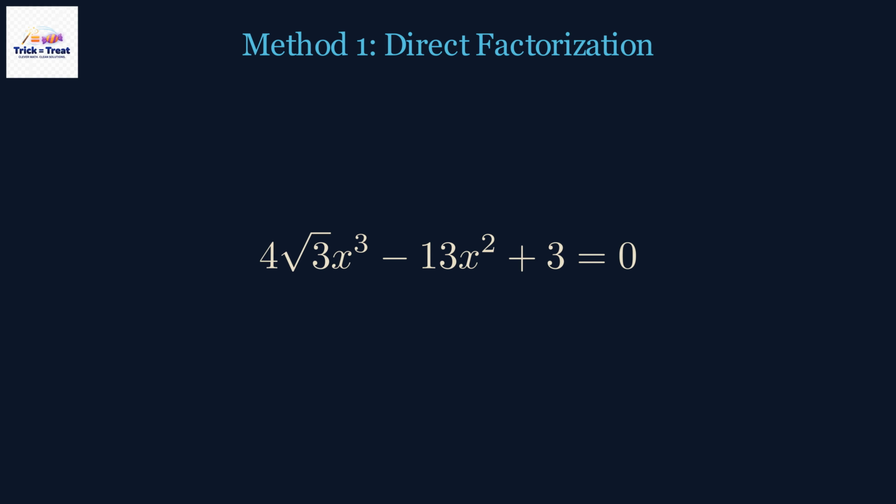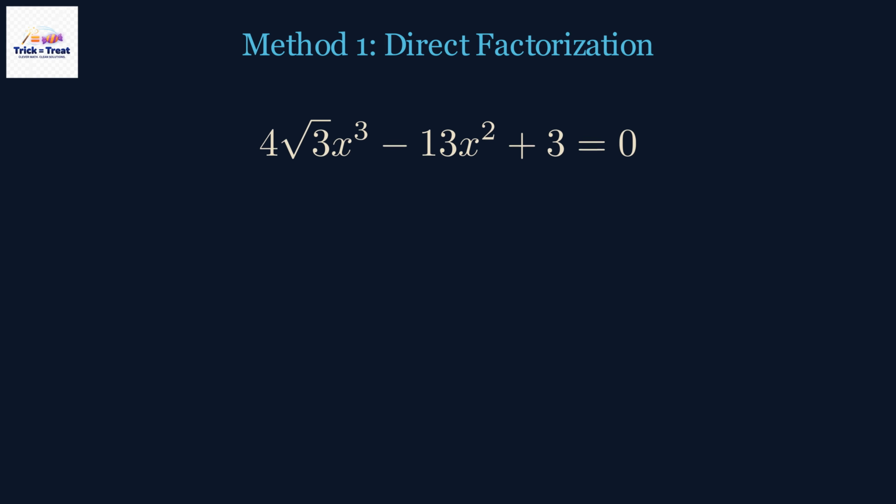Our first approach is what I call the surgical strike. The secret to cracking this open lies in that stubborn middle term, −13x². 13 is a prime number, which usually makes factoring a nightmare. But watch this. We're going to perform a surgical split and turn that −13 into −12 and −1. Why 12 and 1? Because we're looking for hidden patterns. Also, for your homework consideration, would 9 and 4 also work?